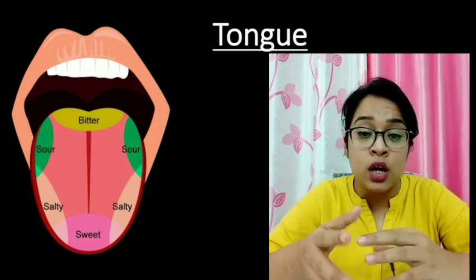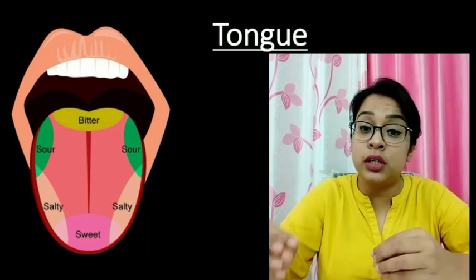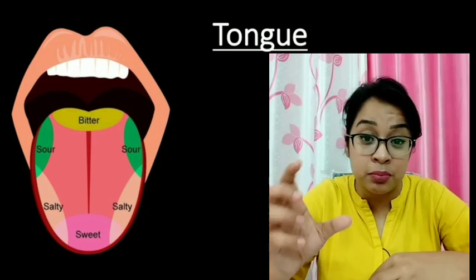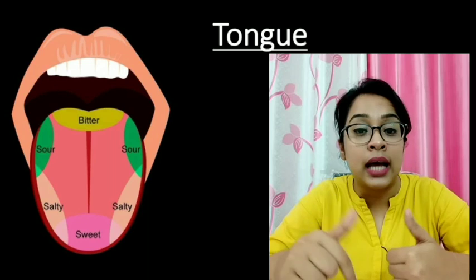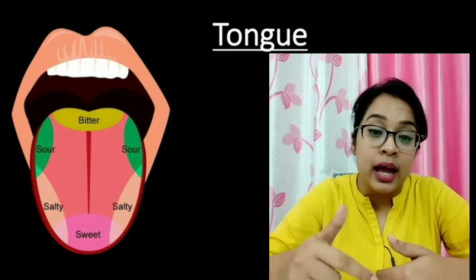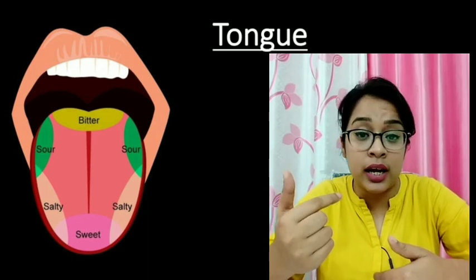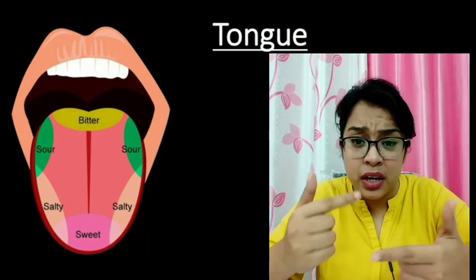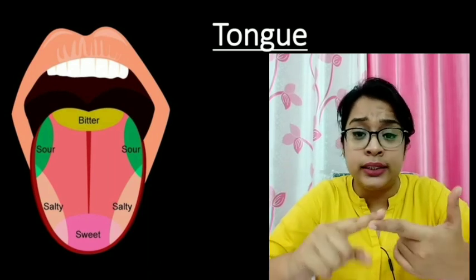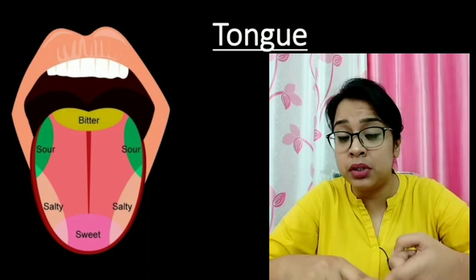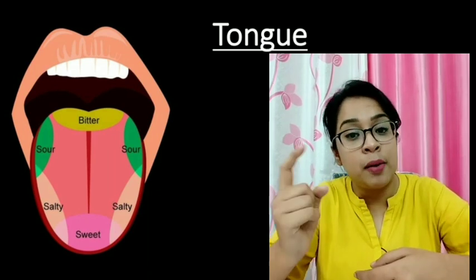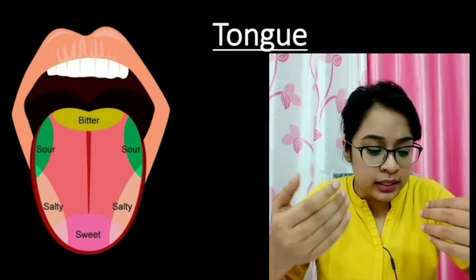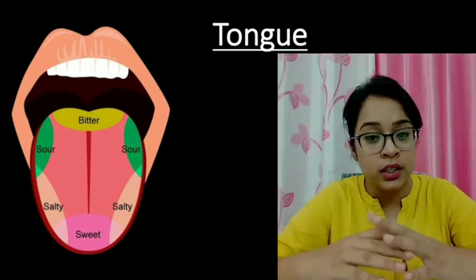the quantity of the taste buds which have the ability to detect the sour taste, means khatta, is maximum in the sides of your tongue. And at the end of your tongue, at the back side of your tongue, the buds which have the ability to detect the bitter taste are maximum on the back, or you can say in the last part of the tongue.